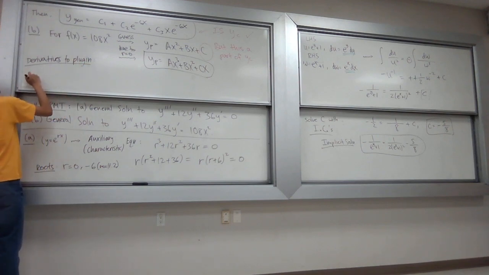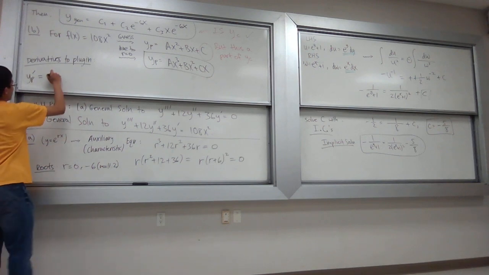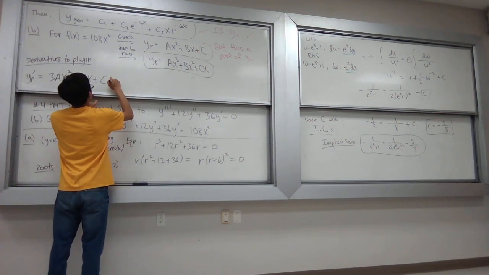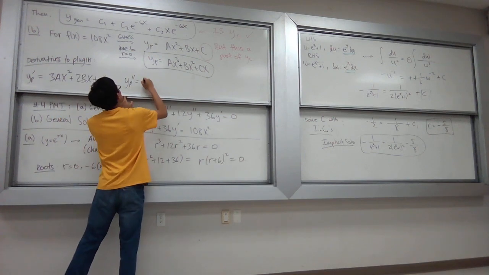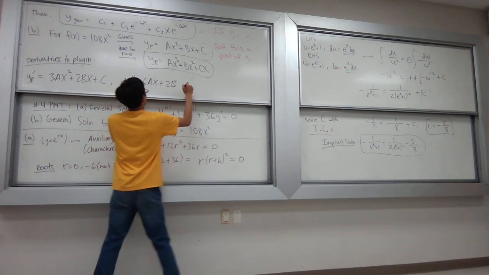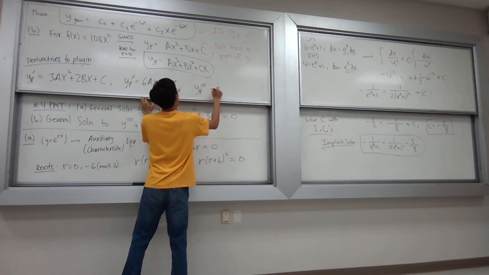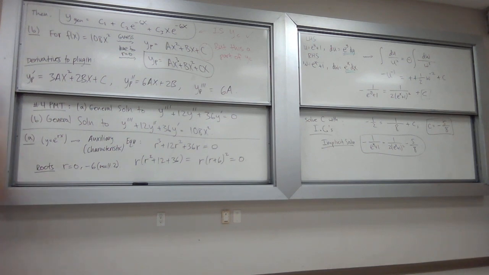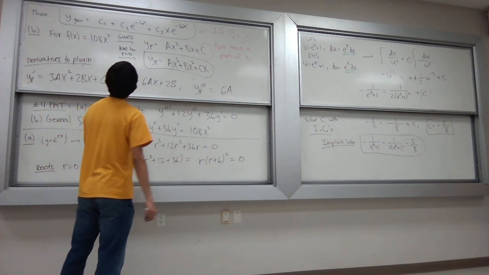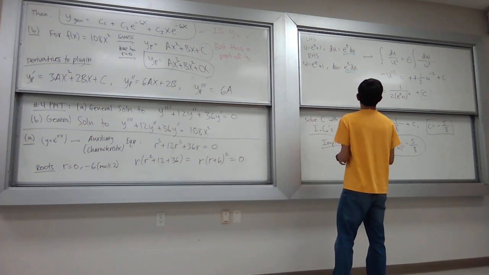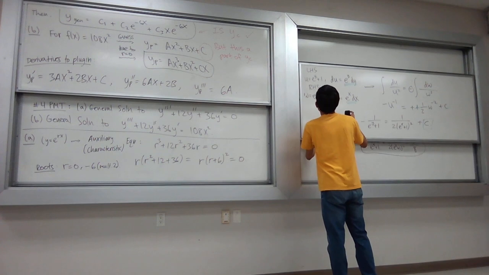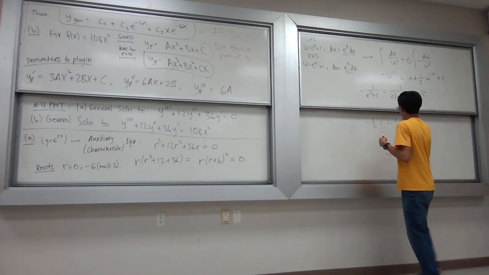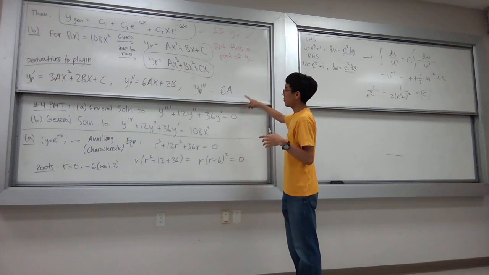Okay. So yp prime is what? 3ax squared plus 2bx plus c. Yep. Okay. yp double prime. Let's keep going. 6ax plus 2b. And then yp triple prime is just 6a. Okay, good. So where's my equation? Here's my equation. So we're going to plug this back into here.